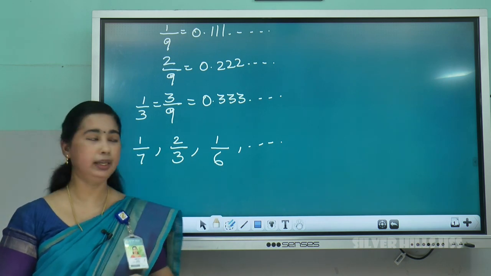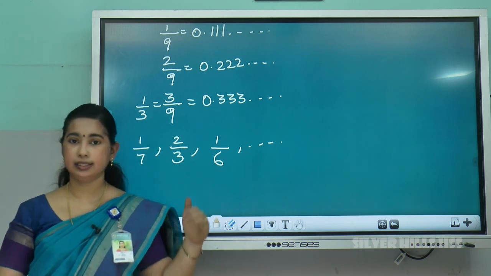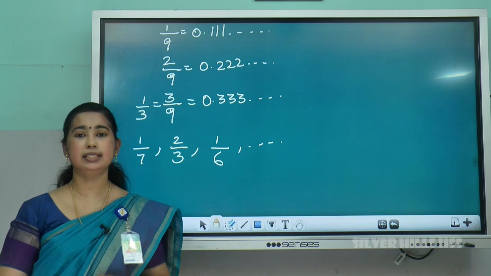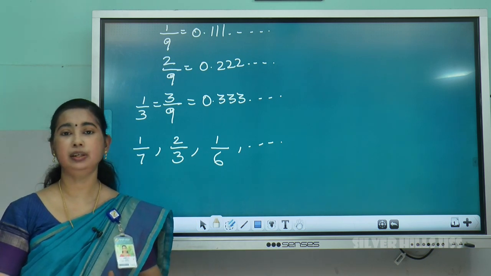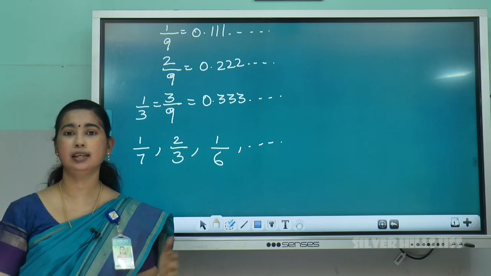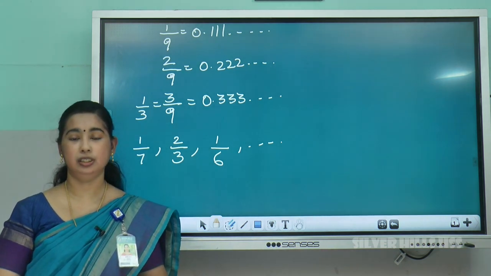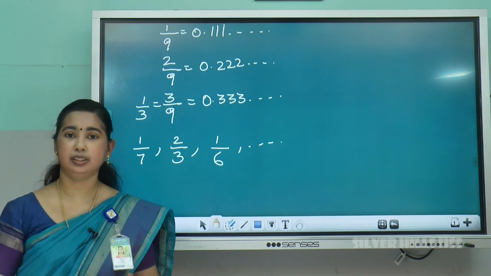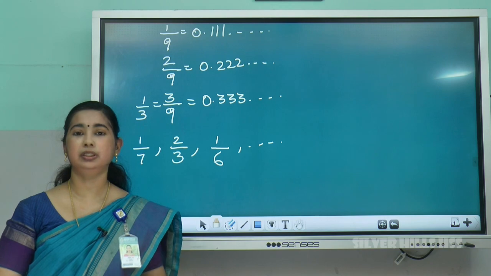Before concluding, let me give just a glance of this chapter. In the previous video, we were discussing denominators 2 and 5. In this video, we were discussing the remaining other denominators, those that are not 2 and 5. So, in this chapter, any fraction you can convert into decimal form.